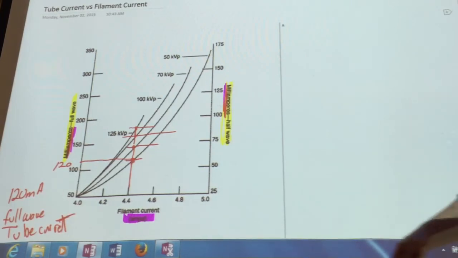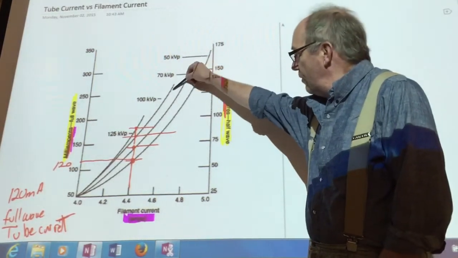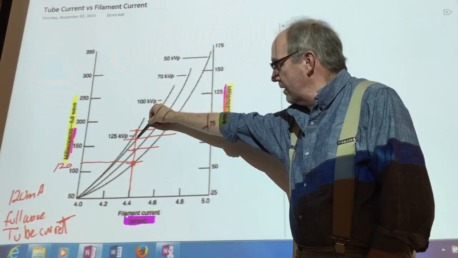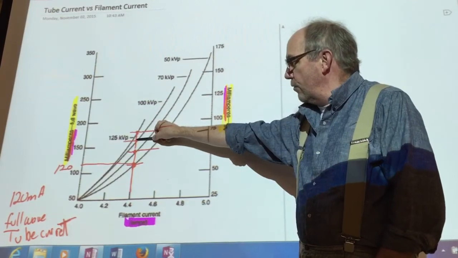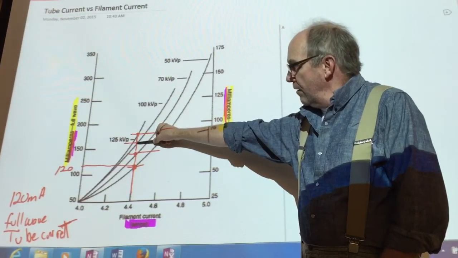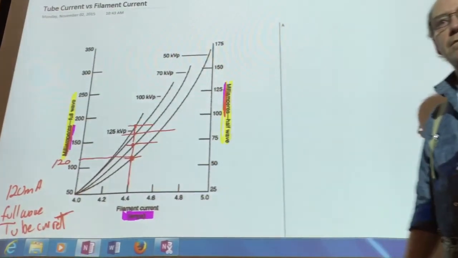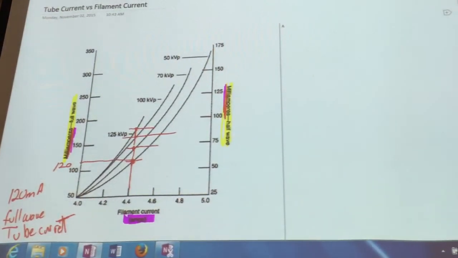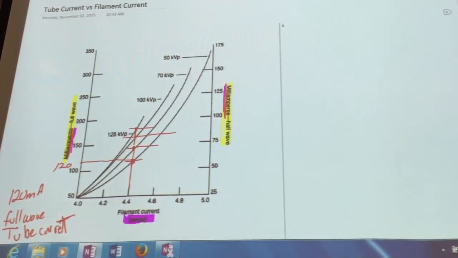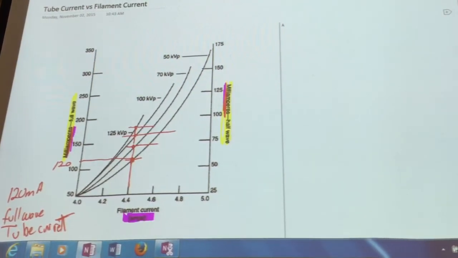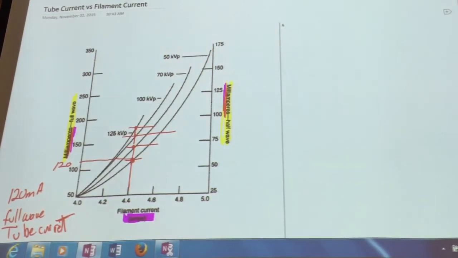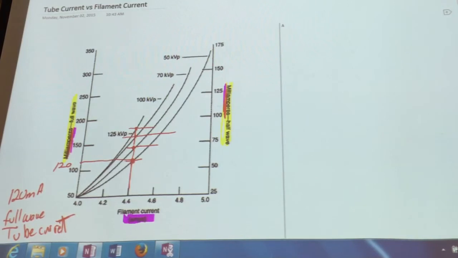All right, well, let's crank up the kVp. Let's go up to 100 kVp. Same filament current. What's my full wave tube current now? About 160, 170. Did the tube current increase with kVp? Yes. But it's confusing because we just said kVp doesn't affect the tube current. That was in the previous graph.